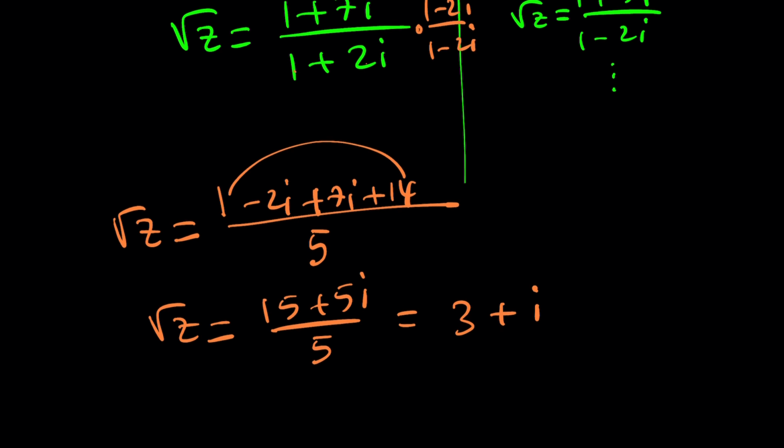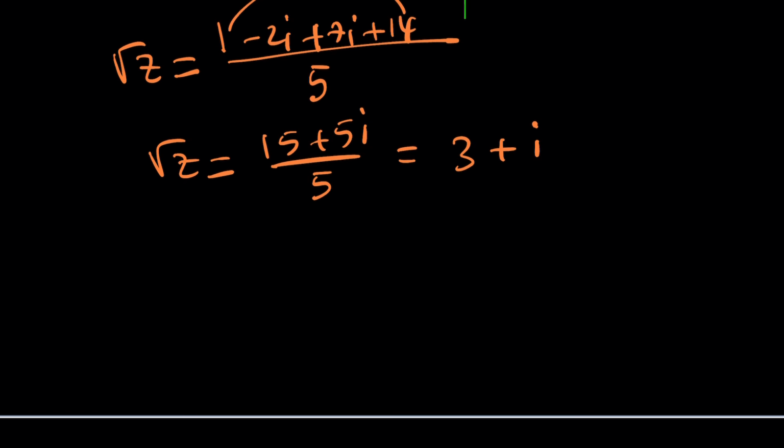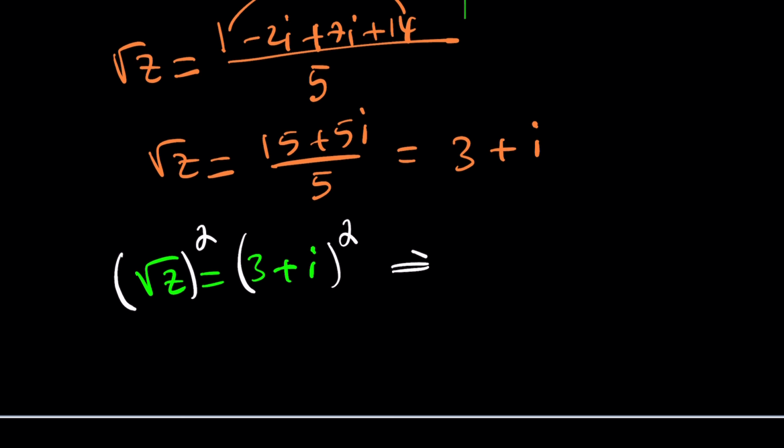And guess what? Once you get square root of z, then you can square both sides. So let's just write it down first. And then we're going to go ahead and square both sides. And guess what? You're going to have a single solution from here. Yes, there are two numbers whose square equals a particular number, but there's only one number whose square root is 3 plus i. Does that make sense? I hope it does. But anyway, z from here is going to be 9 minus 1, which is 8, plus 6i.